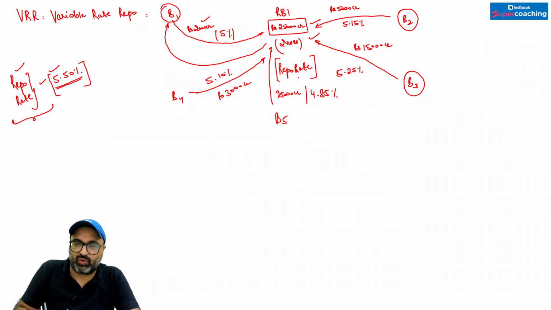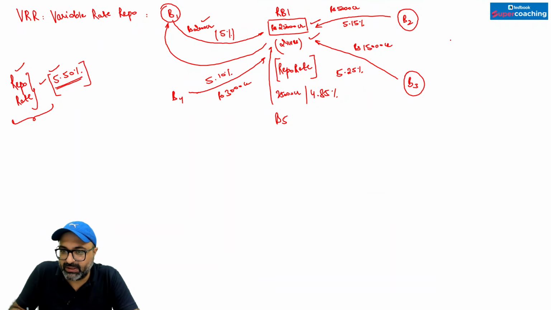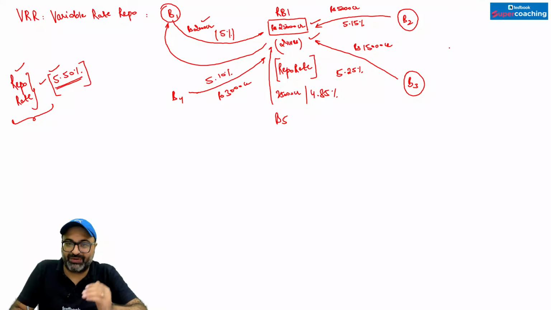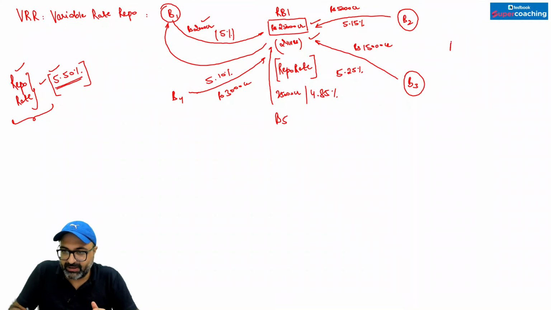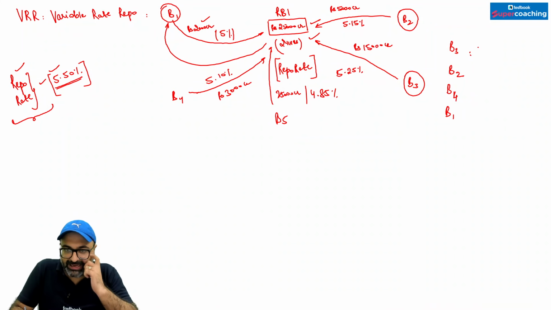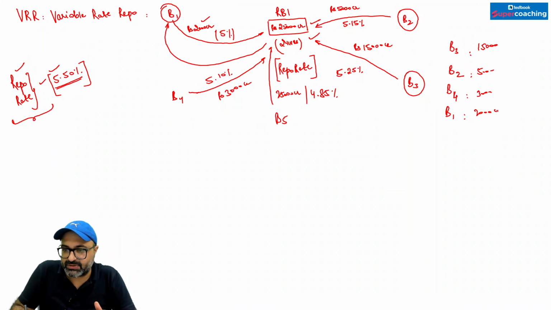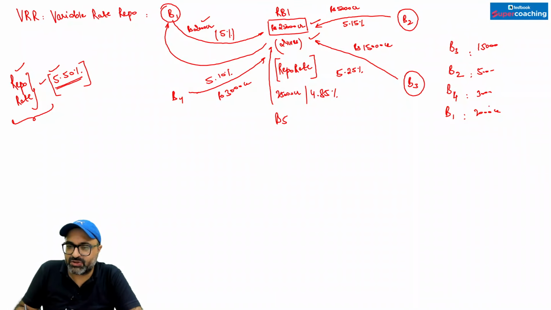In this particular scenario, what will the RBI do? On one side, it will make a list of banks with the highest rate of interest they have bid. So the highest bid was given by bank 3, second highest bid was given by bank 2, then third highest bid was given by bank 4, and then bank 1. So here the value of loan is 15,000 crores, here the value of loan is 5,000 crores, here the value of loan is 3,000 crores, and here the value of loan is 2,000 crores. Now add them, this total is 25,000 crores, so this is the cut off.